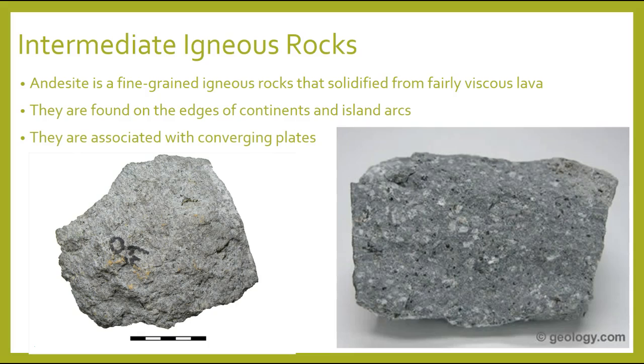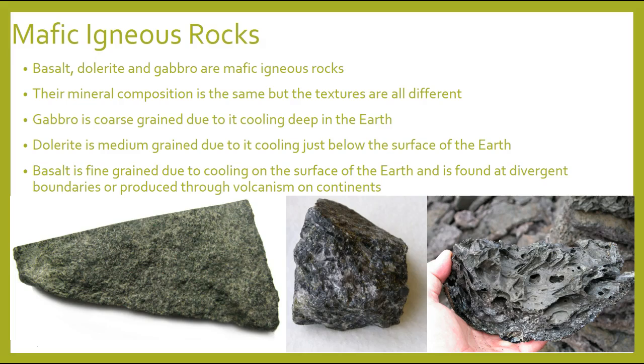This is your andesite. It's a fine-grained igneous rock because it's solidified from a fairly viscous lava. It's found on the edges of continents and island arcs. It also cooled on the surface of the Earth, hence the fine-grained. And it's usually associated with converging plates. Now, because it's intermediate in color, because it's a medium gray, it's therefore intermediate in composition. It's neither felsic nor mafic, it's right smack bang in the middle.